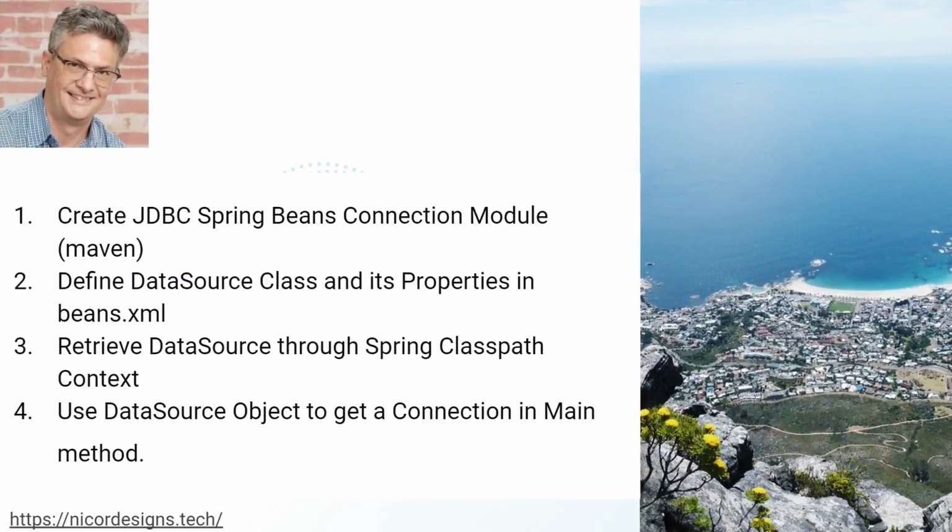These are the high-level steps we will perform in this lesson. First, we will create our JDBC Spring Beans connection module. We will use Maven. Then we will define our DataSource class with all its properties in our beans.xml definition file. And then we will write our main method code that will retrieve the data source through the Spring application class path context. And we will use this data source to get a connection to the database.